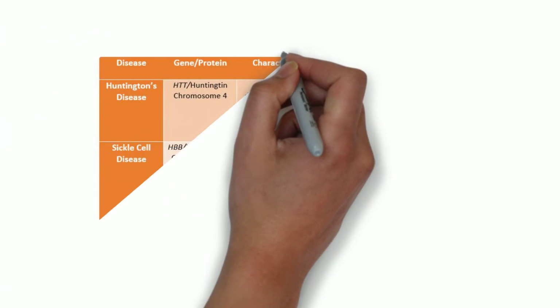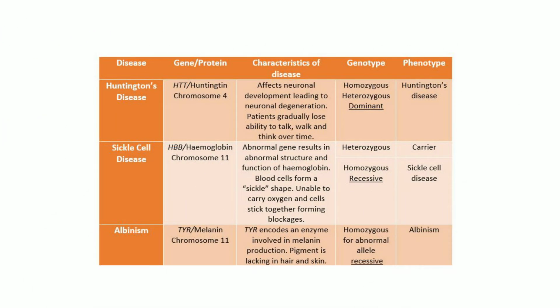Here are some examples of diseases caused by abnormal genes. Huntington's disease. This is caused by mutations in the HTT gene, which encodes for Huntingtin. This gene is found on chromosome 4. The disease affects neuronal development, leading to neuronal degeneration. Patients gradually lose ability to talk, walk, and think over time. The genotype is homozygous or heterozygous, as the gene is dominant.